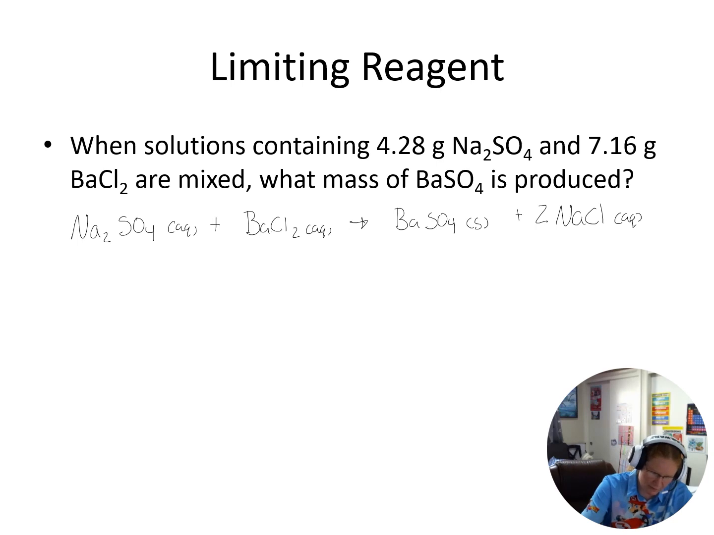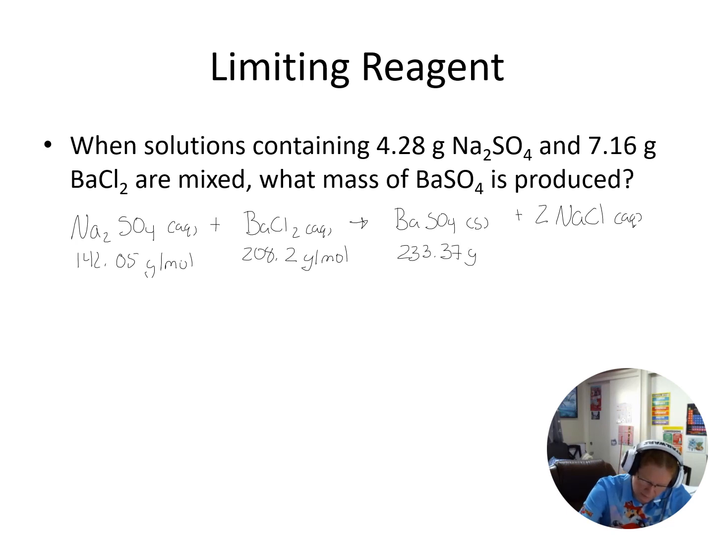So I'll give these to you here. We get 142.05. Our barium chloride, 208.2. And barium sulfate, we don't need a molar mass of the sodium chloride because nowhere in the problem does it ask us for a mass of the sodium chloride. So we don't need to bother calculating that one.